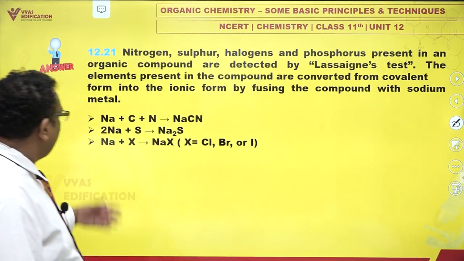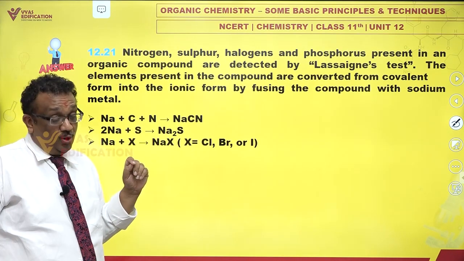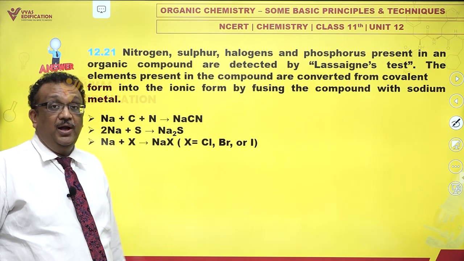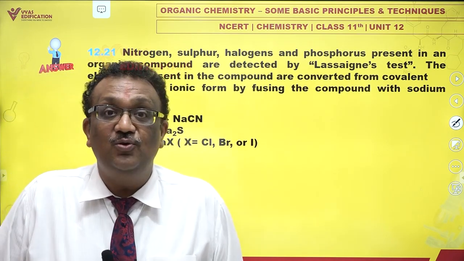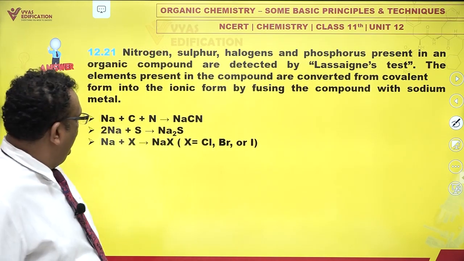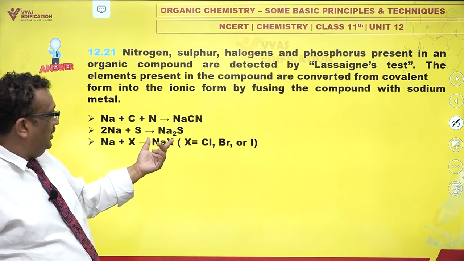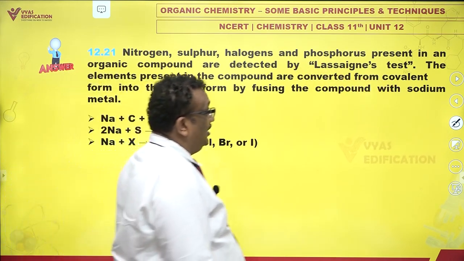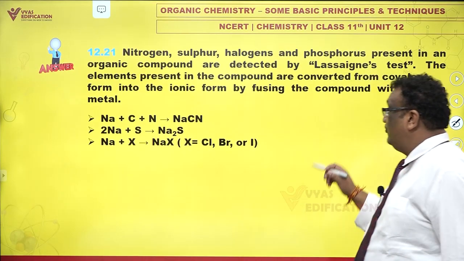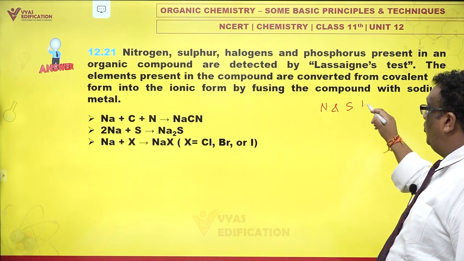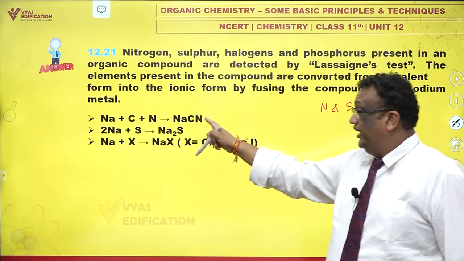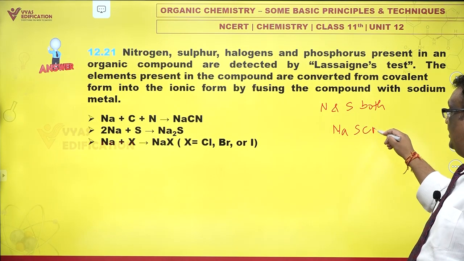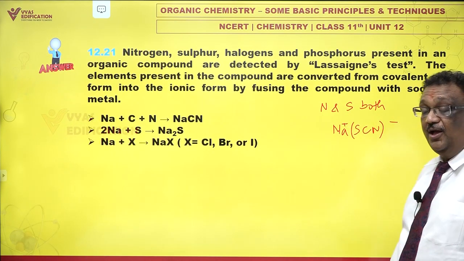Take a look. If you have nitrogen, and organic compounds obviously possess carbon, then carbon, nitrogen and metallic sodium combine and you get the most poisonous and dangerous sodium cyanide. And if you have sulfur, it forms Na2S. If you have halogens, they form NaX. One thing which is not mentioned here is a rare exception: if you have nitrogen and sulfur both, then you don't get either NaCN or Na2S. You get NaSCN. They combine together to give you thiocyanate ion.